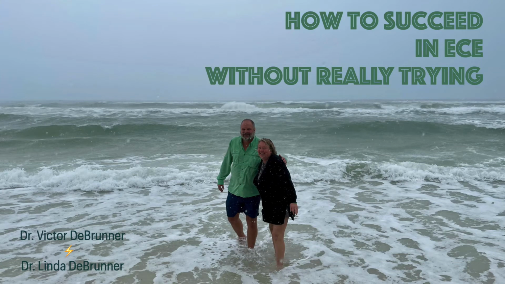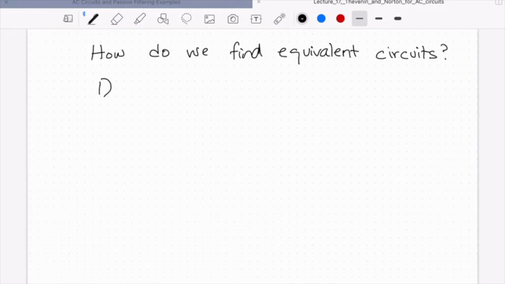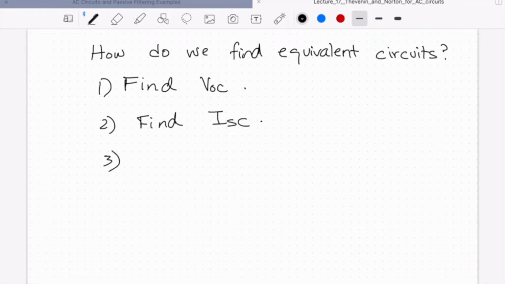I'm Dr. Linda DeBrunner, and in this video, I'm going to talk about how to find equivalent circuits for AC circuits. We will do an example. Recall the process of how we find equivalent circuits. First, we find the open circuit voltage. Next, we find the short circuit current. And last, we take the ratio of the voltage to the current, and that is the Thevenin's equivalent impedance.